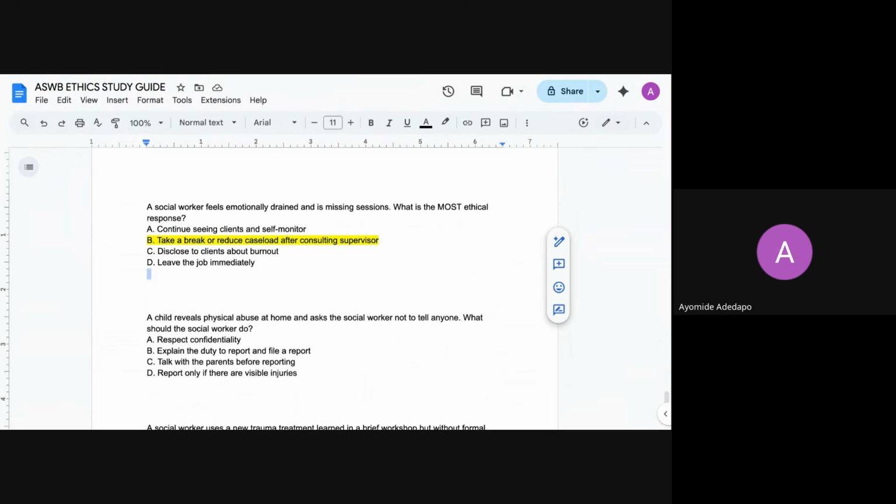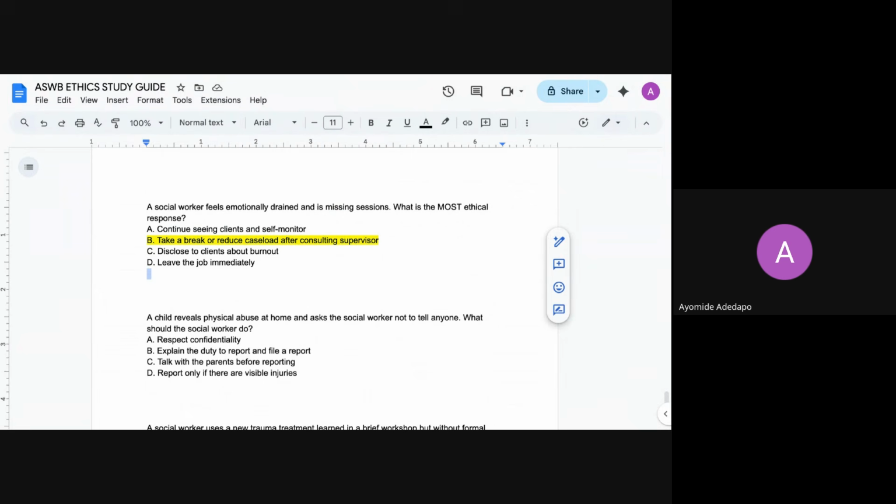What should the social worker do? Respect confidentiality, explain the duty to report and file a report, talk with the parents before reporting, report only if there are visible injuries. So what did I say before? We don't have to have physical proof, right? We just need to have suspicion. Number one. Number two, the client tells you they're getting physically abused at home, right? That's all we need to know, right?